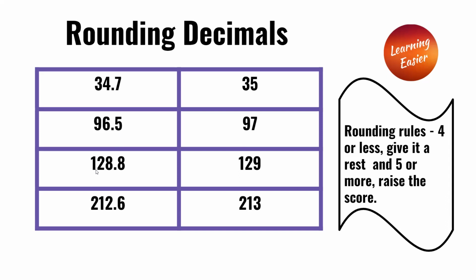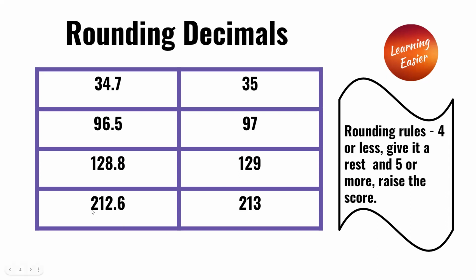Next, we have to round 128.8. Since we're rounding the number 8 in the ones place value, we go to the next digit, which is 8 in the tenth place value, and 8 in the tenth place value is 5 or more, so we raise the score to 129.